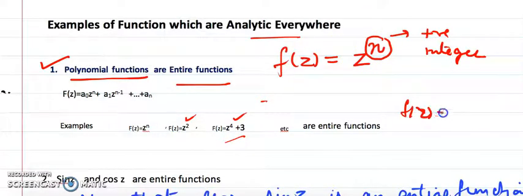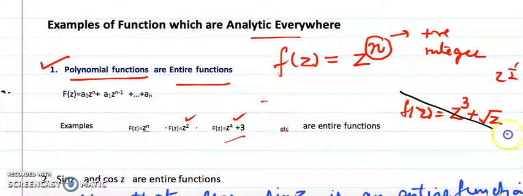For example, if somebody asks whether z cube plus root of z is a polynomial function. Root of z means z to the power 1 by 2. Is it a polynomial? I'll say no. Why? Because here the power of z is 1 by 2, so it is not a polynomial. It is a function but not a polynomial function. So be careful about that. If you are dealing with polynomials, you can declare that they are entire functions.